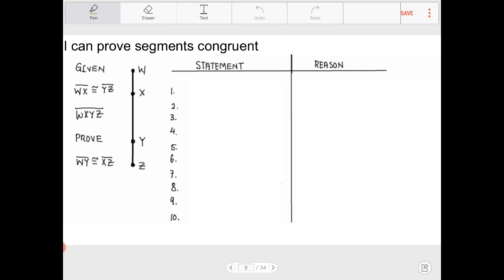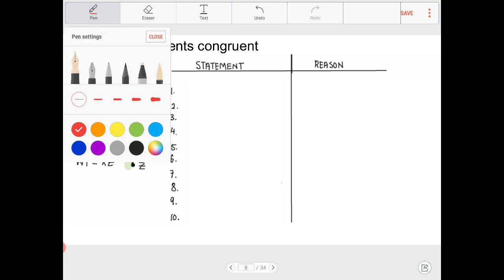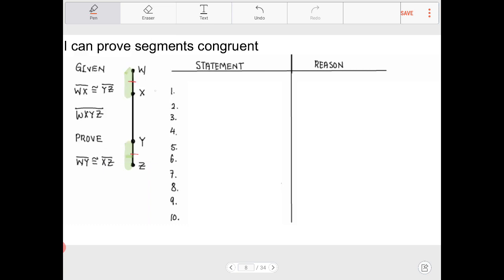As a standard of practice, I'm always going to mark up the diagram here. What I notice right now is WX is congruent to YZ. So this segment over here is congruent to this segment over here, and I am going to put in a tick mark like so. My attempt is to show that WY is congruent to XZ. I'm going to use a different color highlighter here to demonstrate this. We're attempting to show that this segment here is congruent to this segment here, the segments that are in pink.